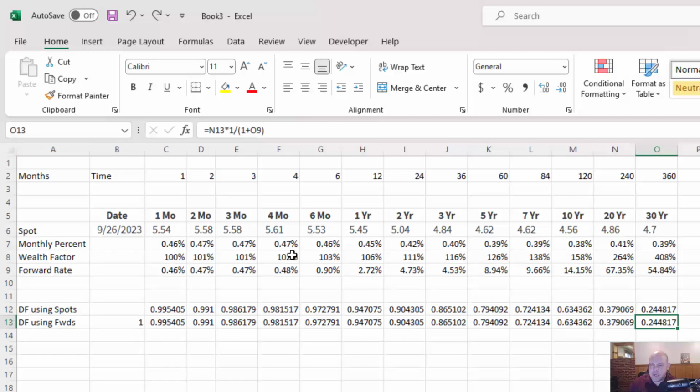So that's kind of an introduction to forward rates, what they are, how to calculate them, and how to verify them. Thank you.